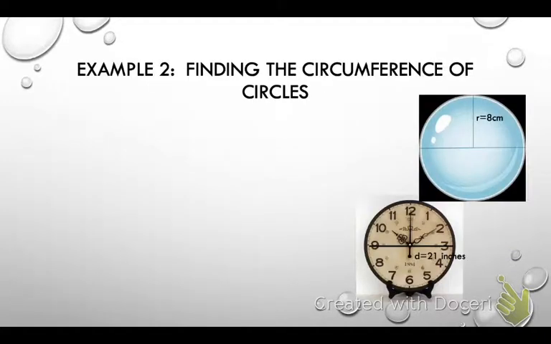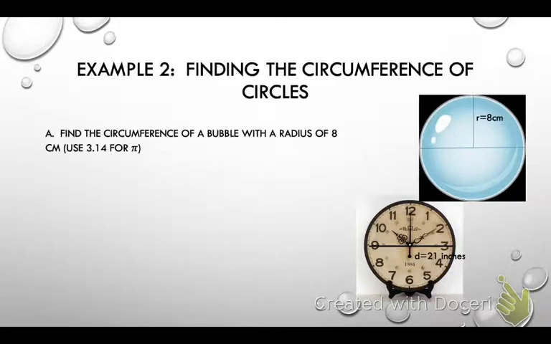Okay, I want to find the circumference of my two circles. I'm going to find the circumference of a bubble with a radius of 8. And I want to use 3.14 for pi. So I'm going to write down my equation. So again, you're going to need to memorize your equations. C equals 2 pi r. Computer's a little slow. Plug in what you know. And throw that into your handy dandy calculator.